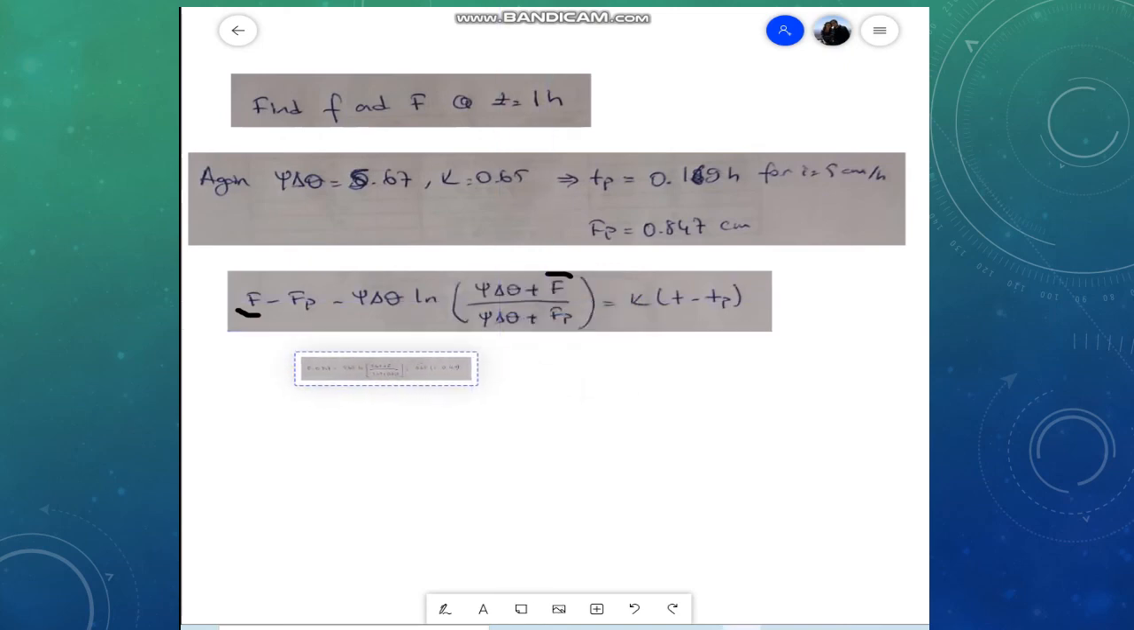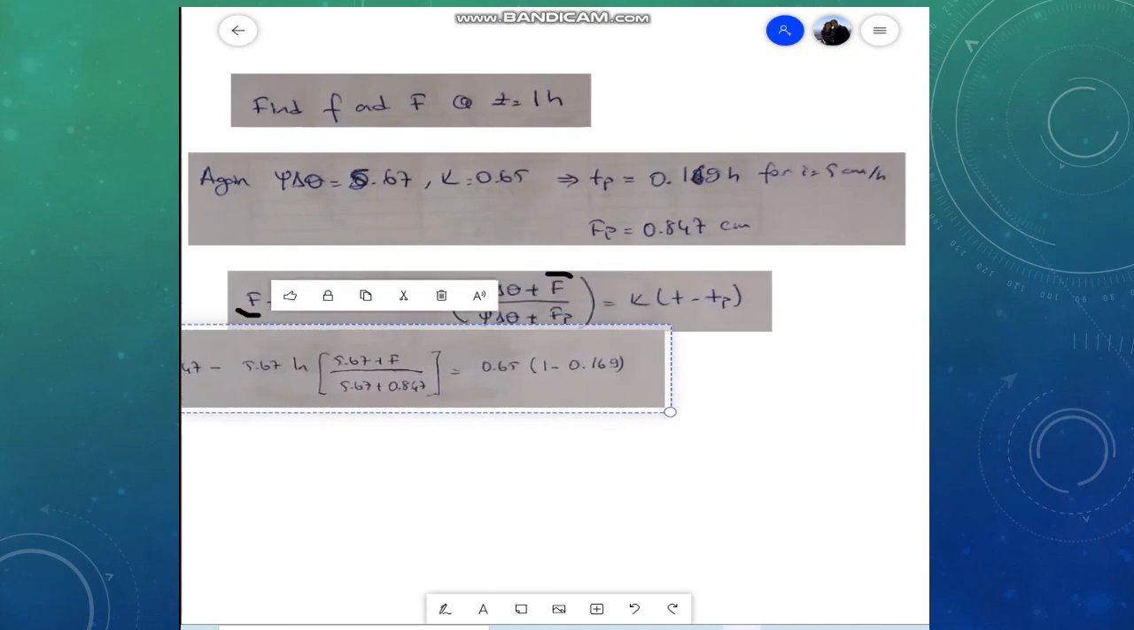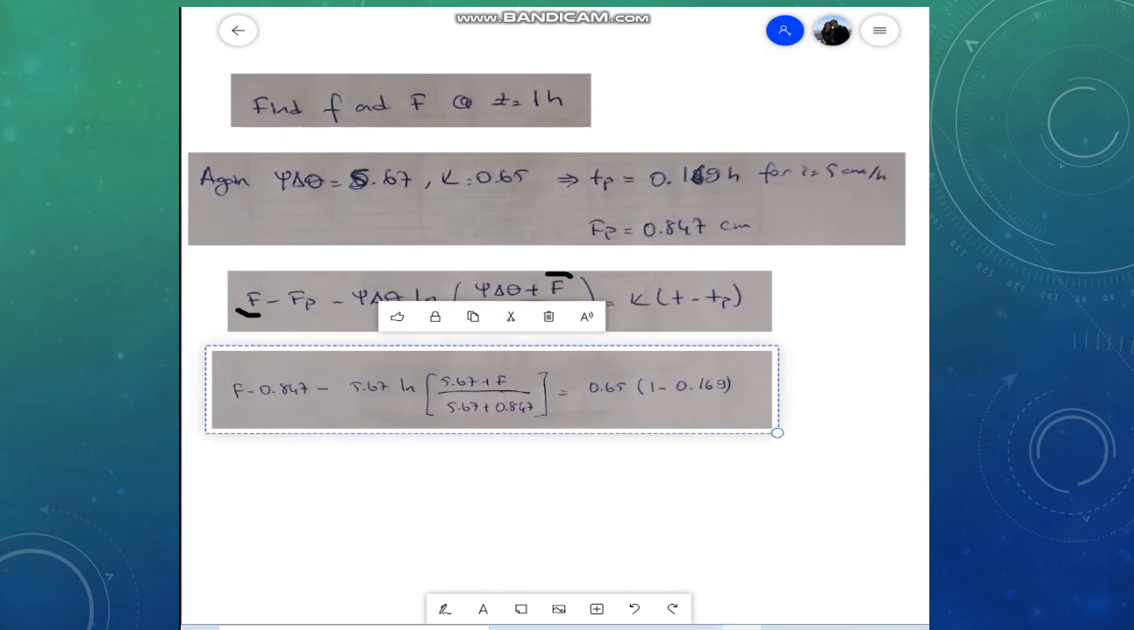Okay. Let's plug these numbers, which is f minus 0.847, which is cumulative ponding infiltration, minus 5.67 psi delta theta, natural logarithm of 5.67 plus f, which is what we want to know, over 5.67 plus 0.847 is equal to 0.65, which is the hydraulic conductivity, parentheses 1 hour minus the ponding time 0.169.